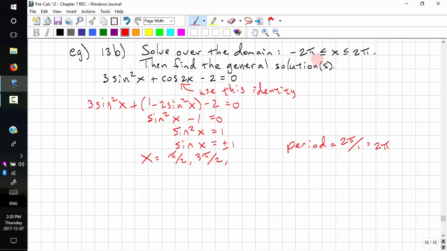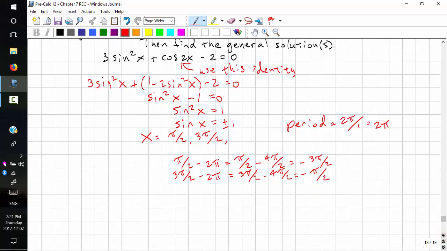We have 2 revolutions, so that means we need to multiply our answers by 2. And to get the other ones, we have to subtract 2 pi. So pi over 2 minus 2 pi, that's pi over 2 minus 4 pi over 2 because we need a common denominator. And we get negative 3 pi over 2. We take 3 pi over 2 minus 2 pi, 3 pi over 2, again common denominator, minus 4 pi over 2, and we get negative pi over 2.